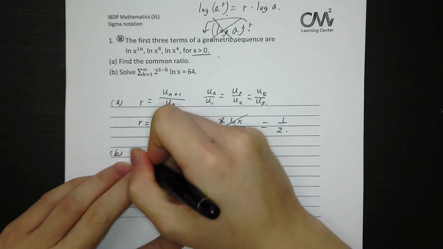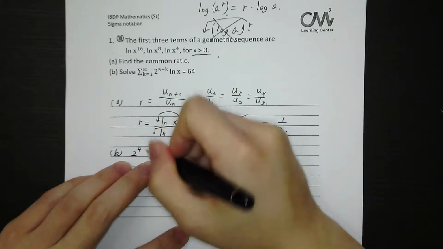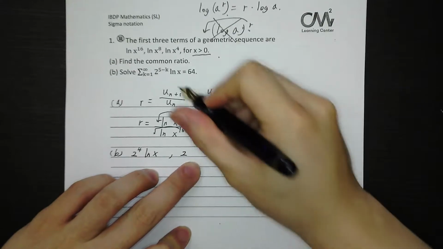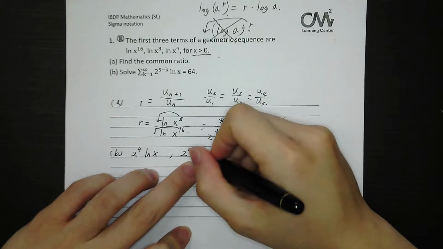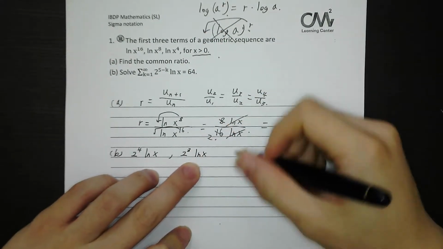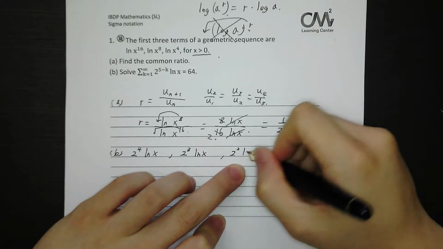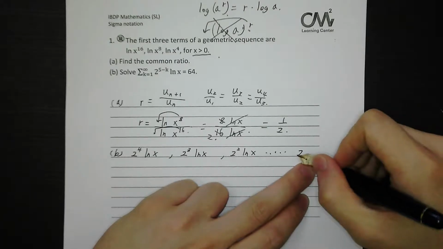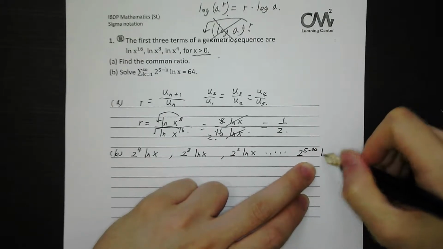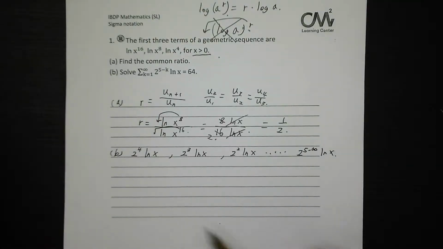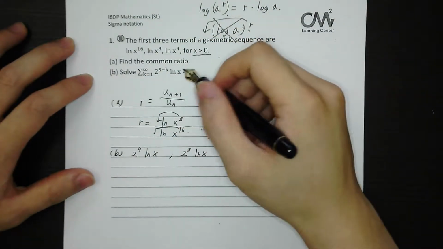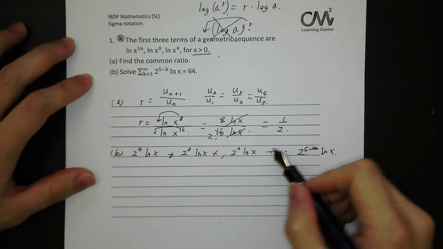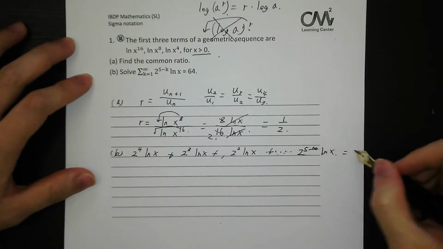So the first term will be 2 power 5 minus 1, 2 power 4, natural log x. The second term is 2 power 5 minus 2, so 2 power 3, natural log x. And 2 power 2, natural log x. And the last term will be 2 power 5 minus infinity, natural log x. And the answer equals 64. That means if we add all these terms together, that equals 64.